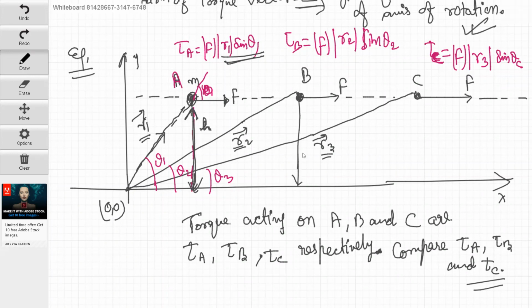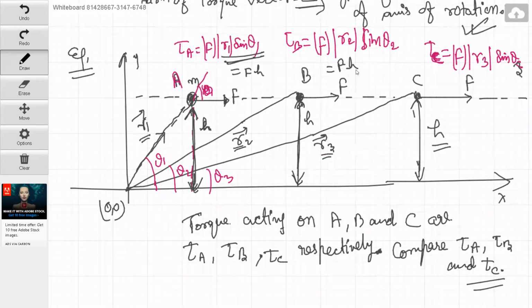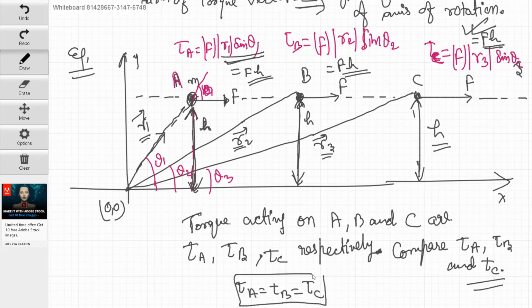What is R2 sin theta 2? This distance is H, that is R2 sin theta 2. And this distance is H, that is R3 sin theta 3. Is this okay? Hope you understand. So this is equal to F into H, this is also equal to F into H, and this is also equal to F into H. So tau A will be equal to tau B is equal to tau C. So their torque will be equal. Is this all right? Copy it.